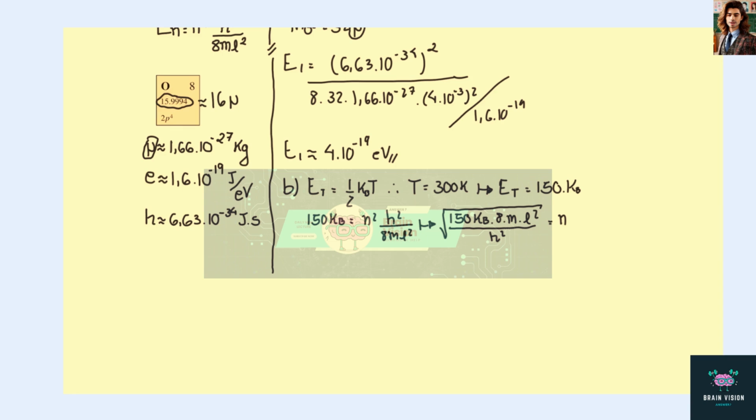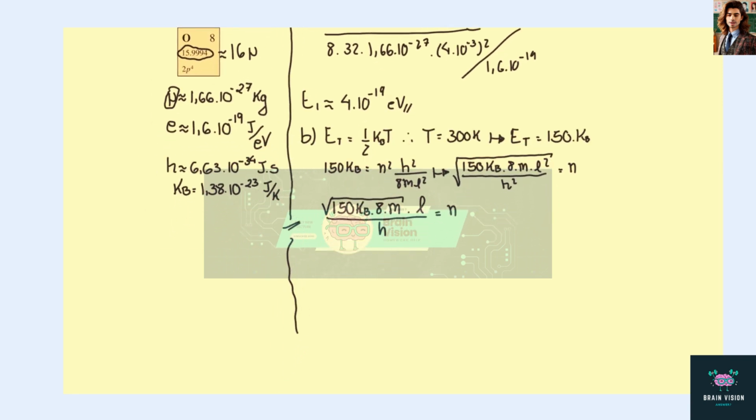The square root of L squared is equal to L, and the square root of h squared is equal to h. So we are left with the square root of 150 k_B times 8 times m, times L divided by h, and this is equal to n. Now, all we have to do is plug in the values and get the value of n.